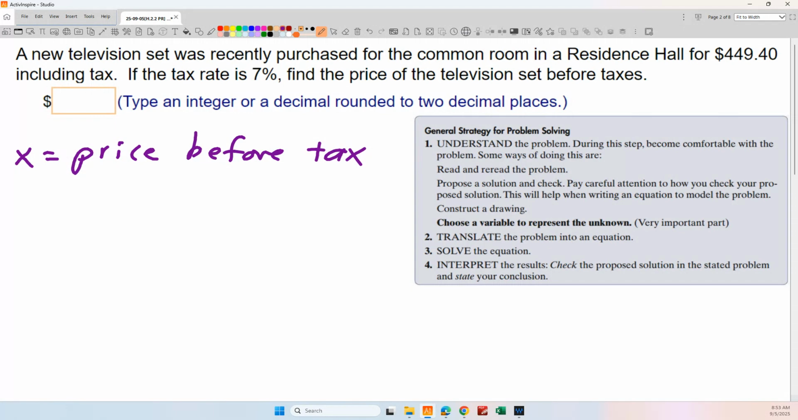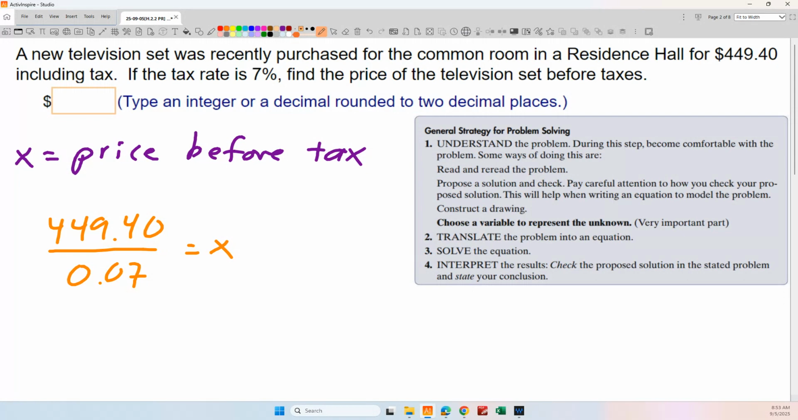Okay, so here's a suggestion, and we've got to start somewhere. So let's start with this, and then we'll go from here. So the idea is 449.40 divided by 7%, which would be 0.07, equals x. Okay, if we do that, let's just think about this. If I divide 449.4 by 0.07, what kind of a number am I going to get? A really big number, yeah, okay.